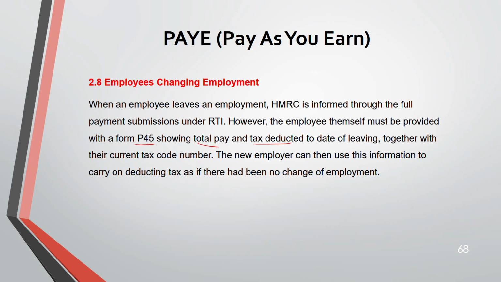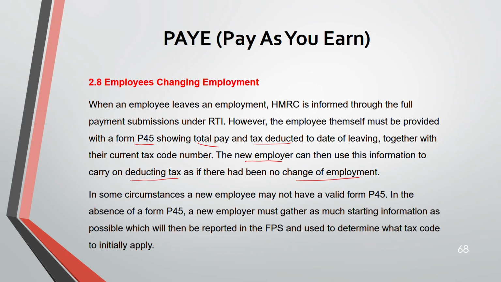So what happens because of this form? Your new employer can use that information to carry on deducting your tax as if there had been no change of employment. In some circumstances, a new employee may not have a valid form P45. See, if you are a new employee, working for the first time, fresh, you will not have this form because you don't have any previous employment. So in the absence of this form, where will your new employer get the information from? They must gather all this starting information.